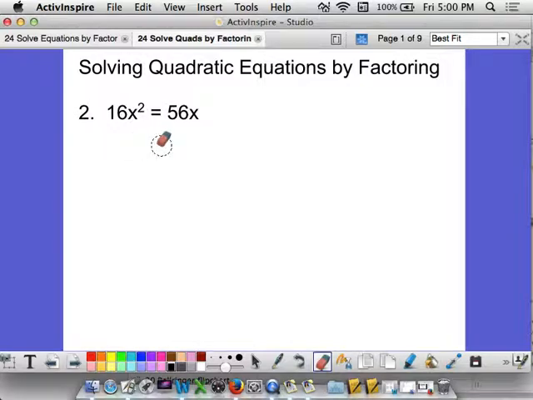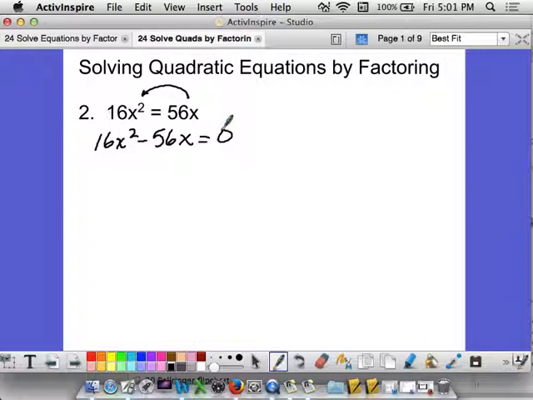When I look at all of this, I see that I have a binomial, and the first thing I need to do is get everything on one side and set it equal to 0. So I'm going to bring this 56x over and set it equal to 0. If it's positive on the right, it will be negative on the left. So I have 16x squared minus 56x is equal to 0.